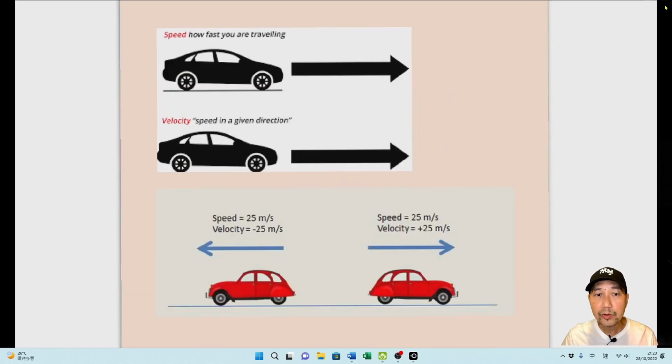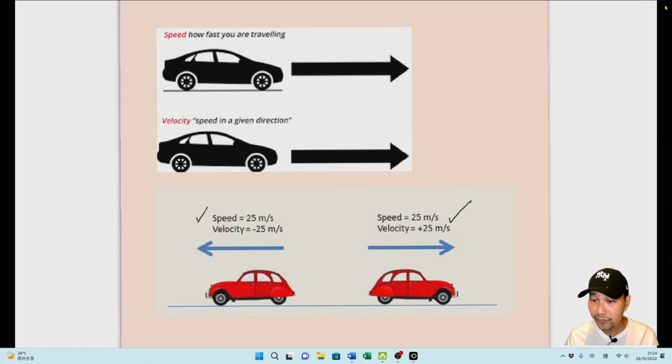In this diagram, you can see the difference between speed and velocity. Although they are different, they both mean how fast the car is traveling. But for speed, if the car goes to the right hand side, it is positive 25 meters per second. If the car travels to the left hand side, the same. Because speed is a scalar, it has no direction, so there is no negative speed.